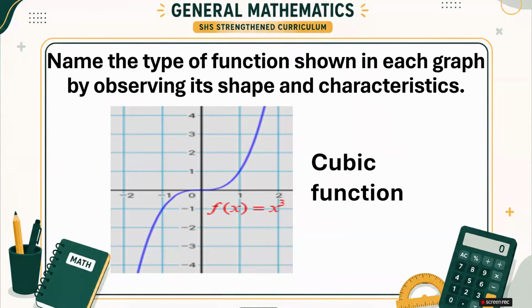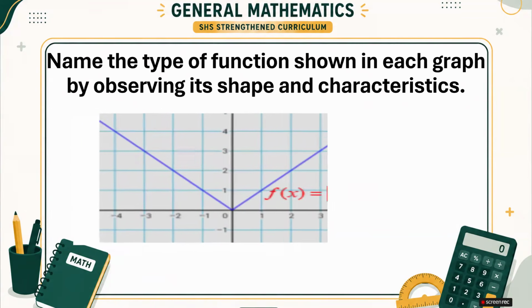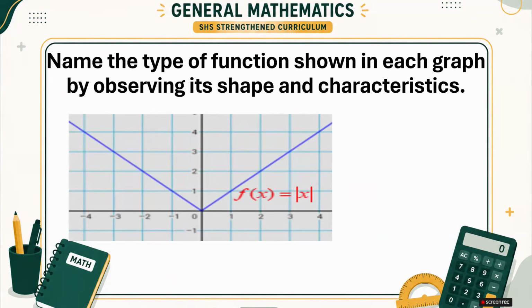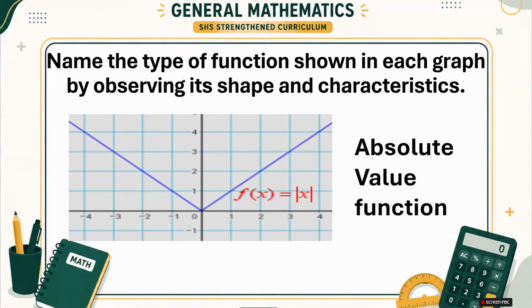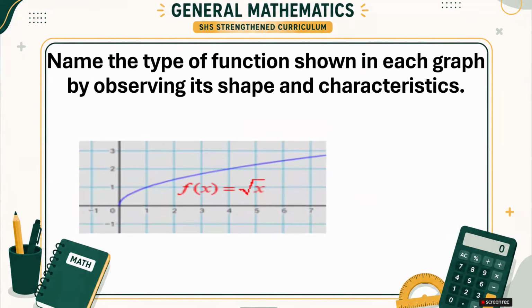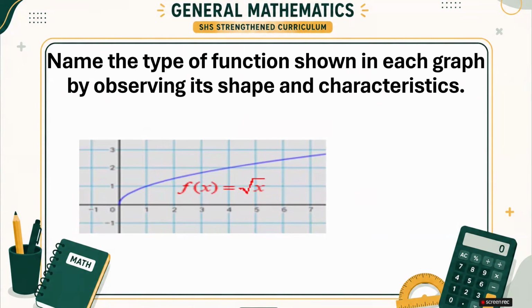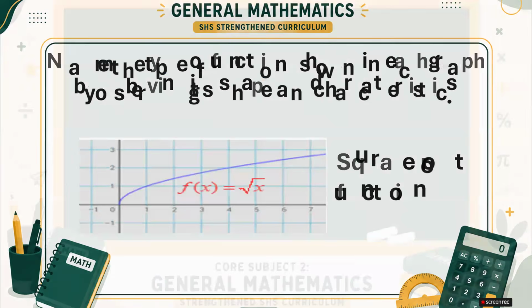There's no gradual S shape, so this is a cubic function. Next one. The V shape, the absolute value function. What about this one? Correct. The graph starts from 1 point and the curve goes to the right. So this is a square root function.